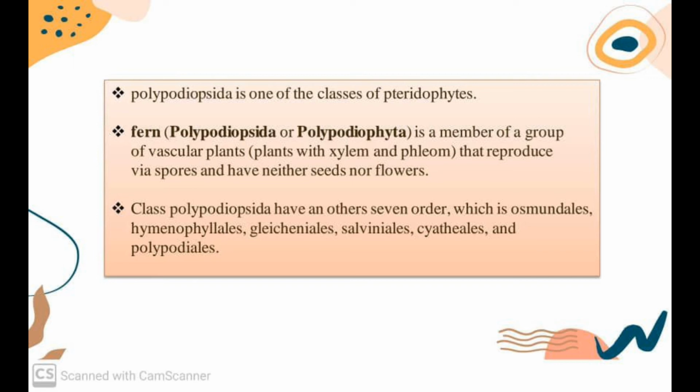Fern Polypodiopsida is a member of a group of vascular plants with xylem and phloem that reproduce via spores and have neither seeds nor flowers. Class Polypodiopsida has another 7 orders.